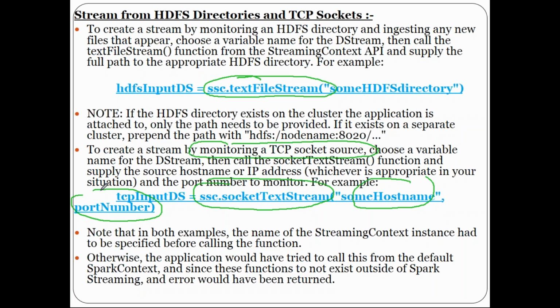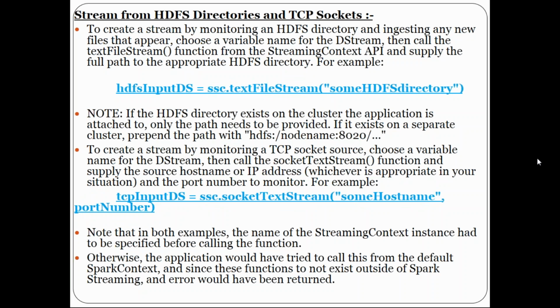context instance had to be specified before calling the function. So this is the name of your streaming context instance. This is the name of your streaming context instance. Now this has to be called for sure before you start the functions. Other applications would have tried to call this from the default Spark context, and since these functions do not exist outside Spark Streaming, an error would have been returned. If you don't import the streaming context API and if you start working directly from Spark context, it will definitely fail. It will throw an error message. Okay, hope everybody is clear with that one.